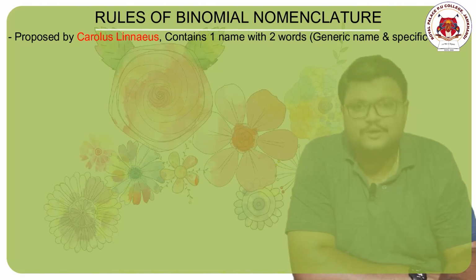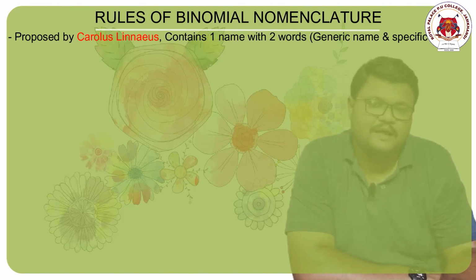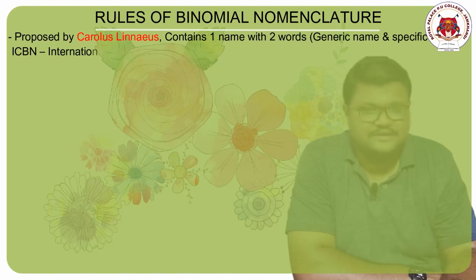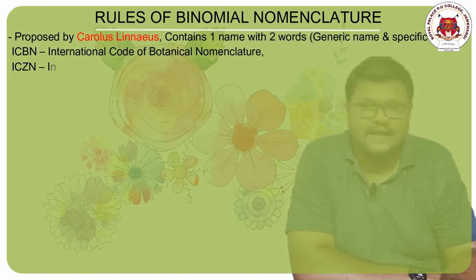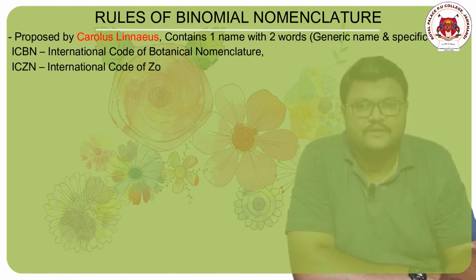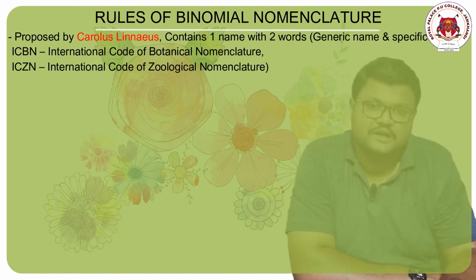The first word should be the genus name or general name, whereas the second word should be the species name or specific epithet. Combining these two gives a scientific name, which should be authorized by various internationally accepted committees. Some of the names I can tell you are ICBN, which stands for International Code for Botanical Nomenclature, and ICZN, which stands for International Code for Zoological Nomenclature.